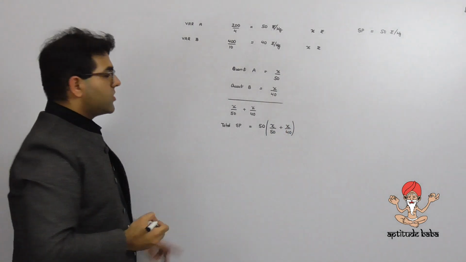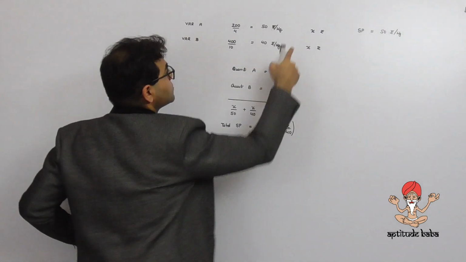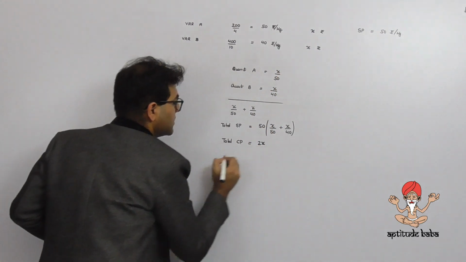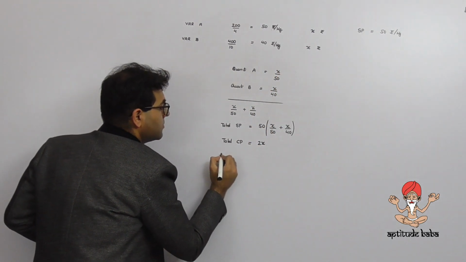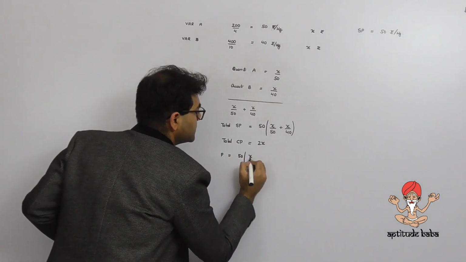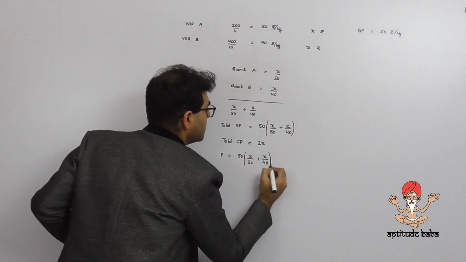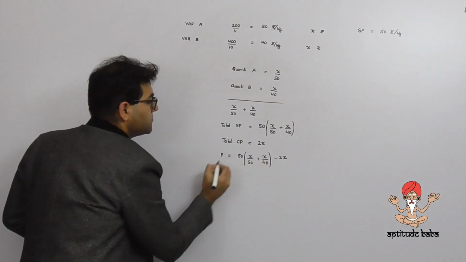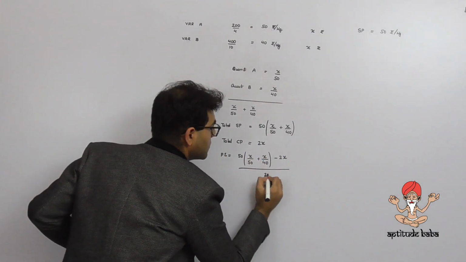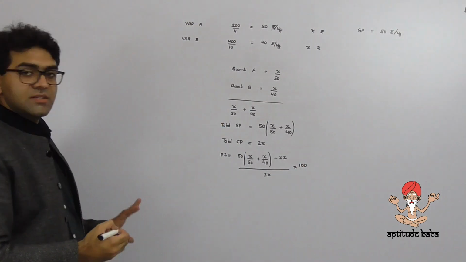So can I say total selling price or total value that we'll be getting after selling them, the total selling price will end up becoming 50 into x by 50 plus x by 40. This is your total selling price. What about your total cost price? Well, you have spent x rupees on variety A and x rupees on variety B, so your total cost price is 2x. Now if you have to define your total profit will end up becoming total selling price minus total cost price. And if you have to define profit percentage, that will be profit upon cost price into 100.